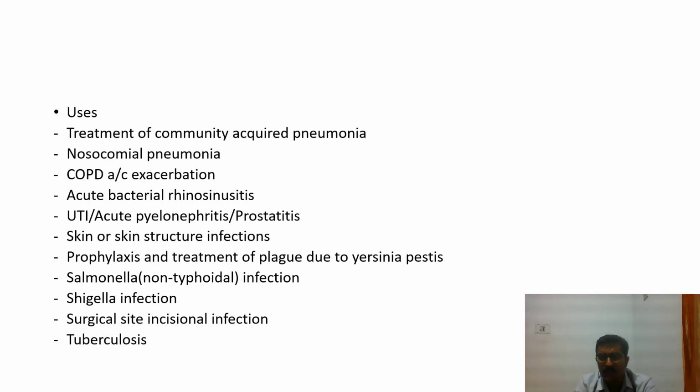These are some of the uses of levofloxacin. It is used in the treatment of community acquired pneumonia, nosocomial pneumonia, COPD acute exacerbation, acute bacterial rhinosinusitis, UTI, acute pyelonephritis, prostatitis, skin and soft tissue infections, prophylaxis and treatment of plague due to Yersinia pestis, salmonella (usually non-typhoidal) infection, Shigella infection, surgical site incisional infection, and tuberculosis.